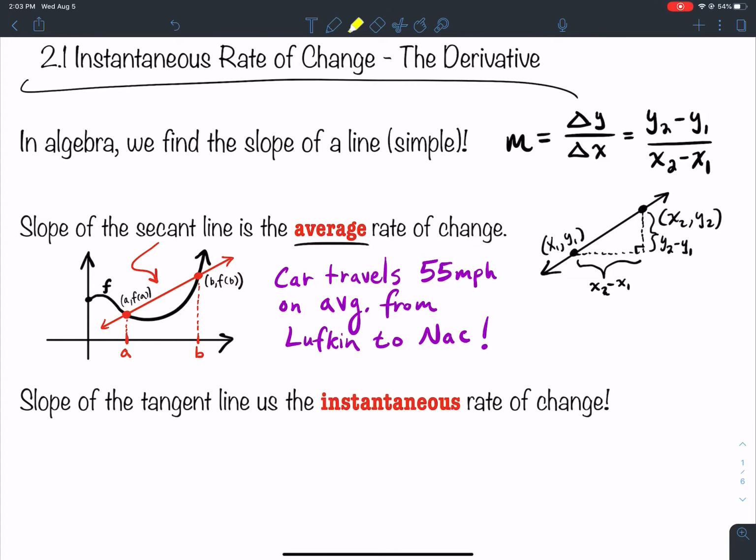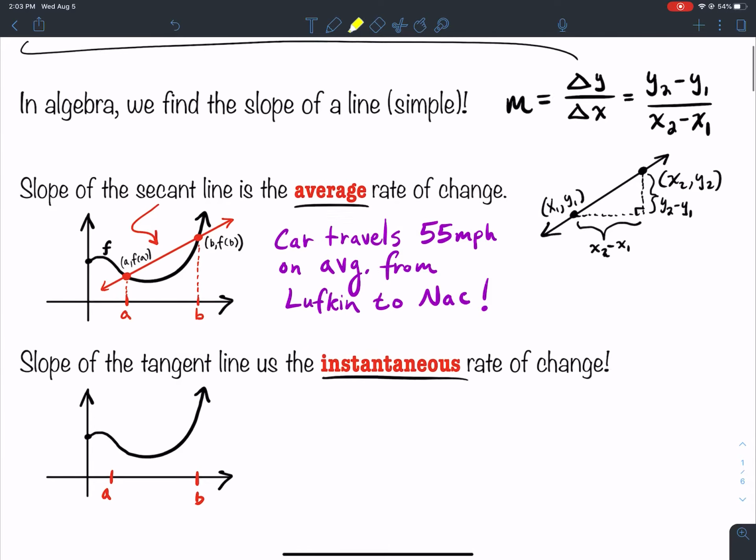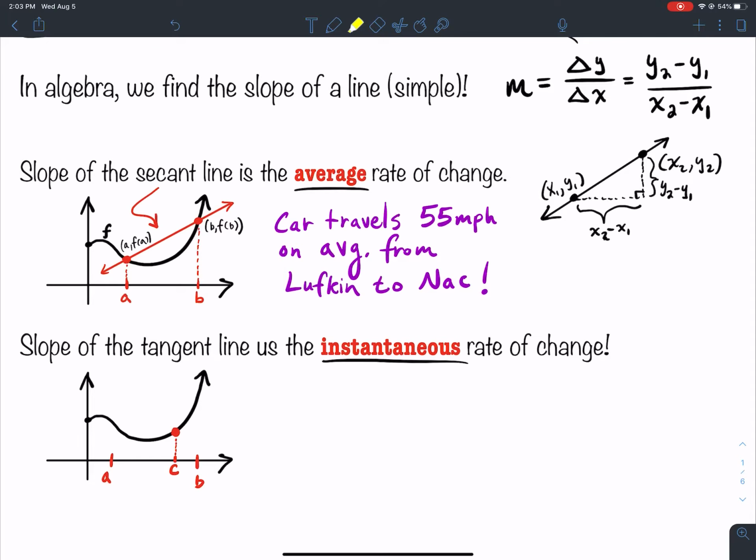So the slope of the tangent line is the instantaneous rate of change, okay? How is this different from the average rate of change? That might be the question there. Okay, how does that differ? Well, say I have some given point C right here that I want to know how fast I was traveling at that instant in time.